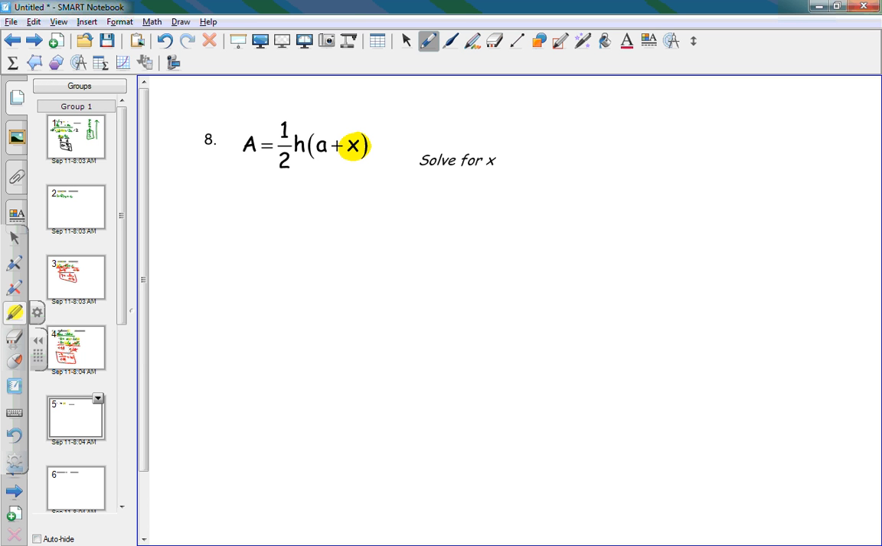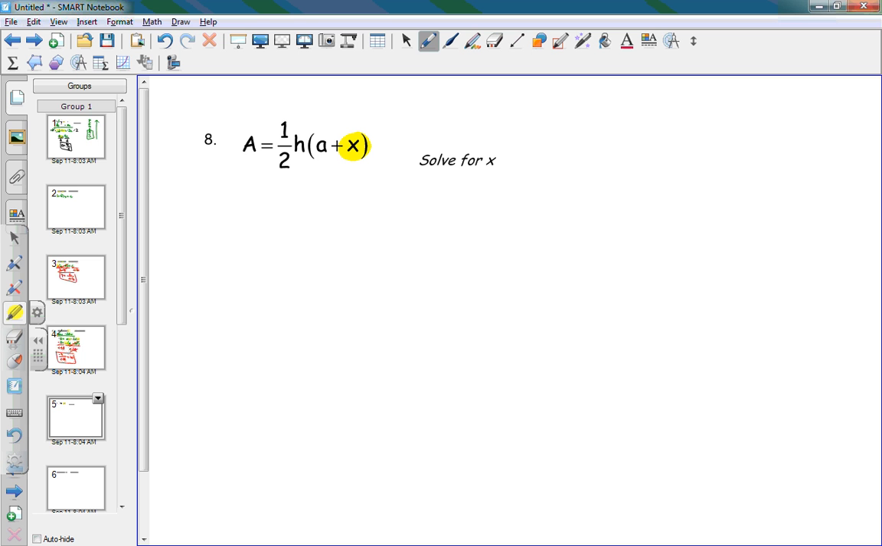So with that said, somebody tell me what's their gut instinct here for solving for x. What would you like to get rid of first? The 1/2 h. So whenever you say you want to get rid of 1/2 h, I instinctively say I want to do this in how many steps? 2. Why 2? Because the number is what? 1/2. It's a fraction.